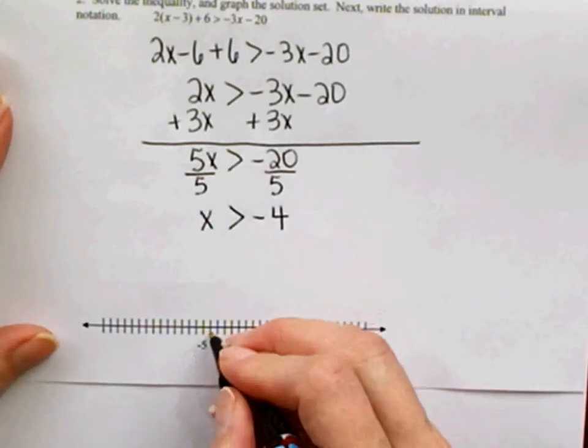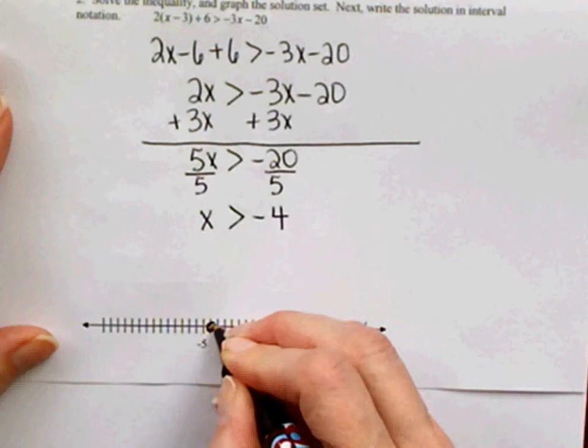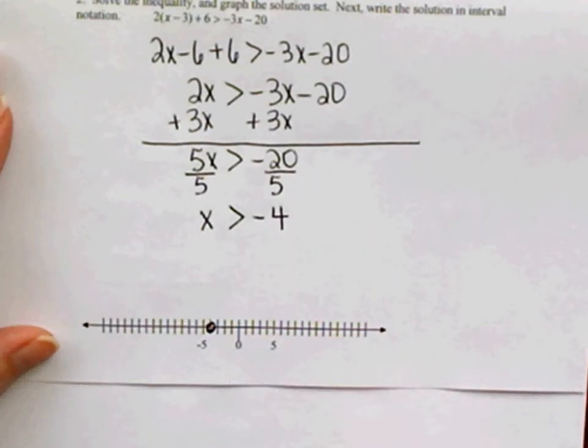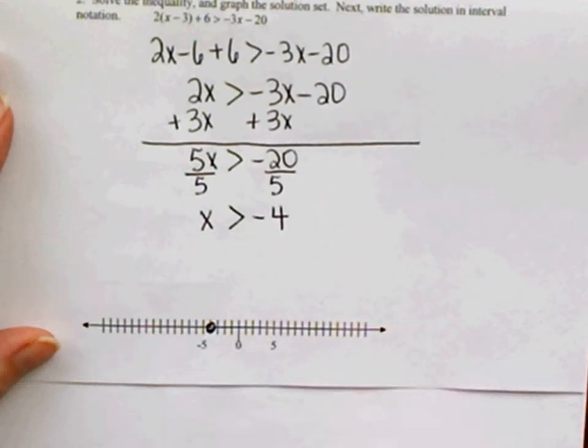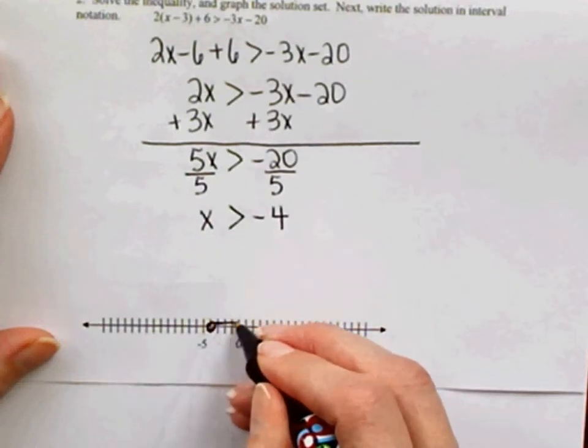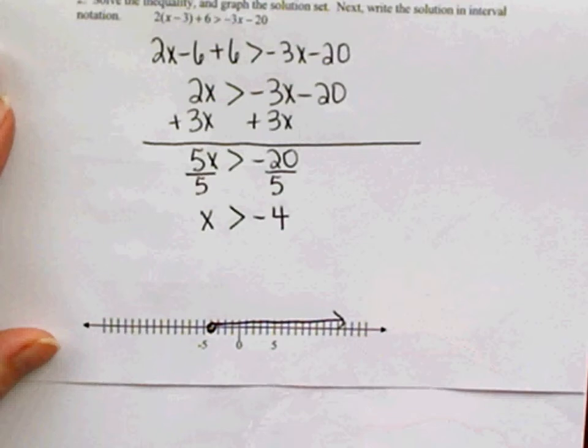Alright, so let's find a negative 4. We're not including that value in part of our solution set because I don't have the "or equal." From here, I'm looking for numbers greater than that. So from that open circle, we're going to go to the right.